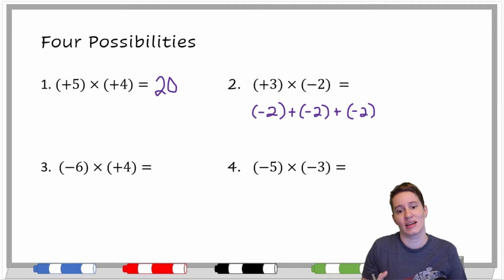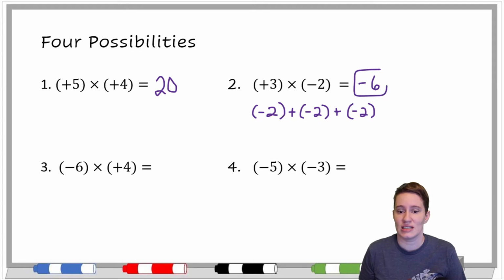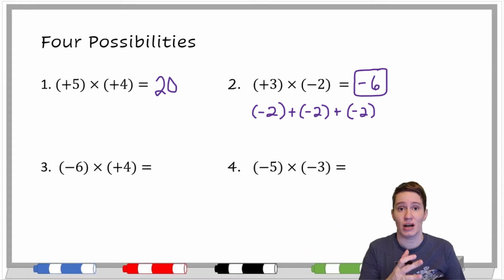If I'm adding together negative 2 3 times, well, negative 2 plus negative 2 gives me negative 4, and then I add another negative 2 and I get negative 6. So it makes sense, right, that my answer to this would be negative. And so what we're going to find out here is that when I do a positive times a negative, I should get a negative answer. So positive times positive, we get positive still. Positive times negative, we get negative.